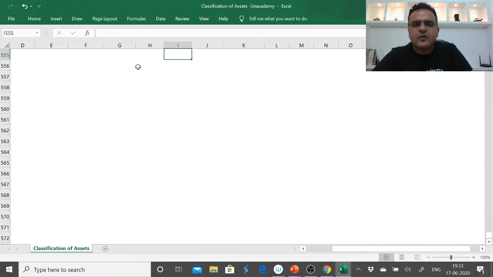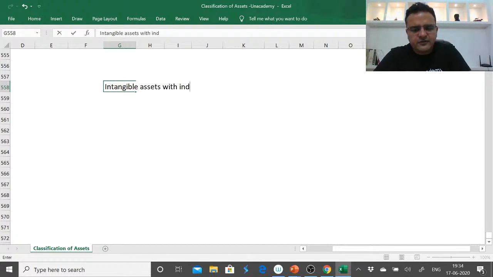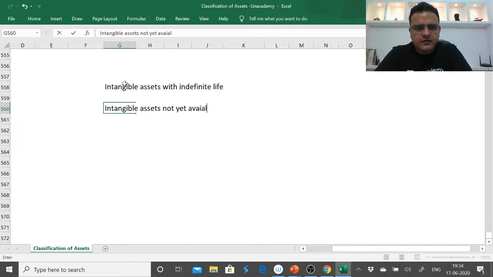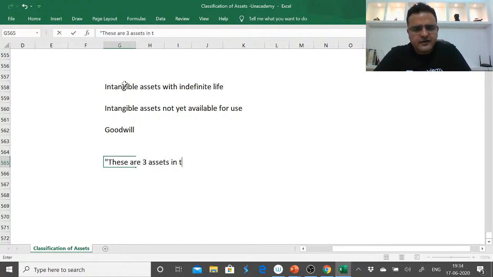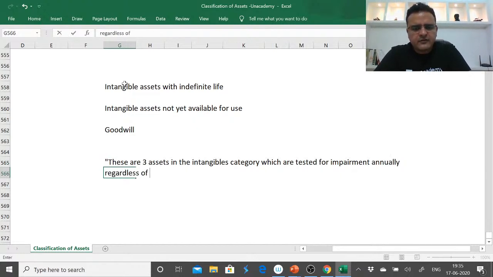Then there were three assets which are tested for impairment annually regardless of indicators of impairment. Among the intangible assets, these are: intangible assets with indefinite life, intangible assets not yet available for use, and goodwill. These are the three assets in the intangibles category which are tested for impairment annually, regardless of indicators of impairment.